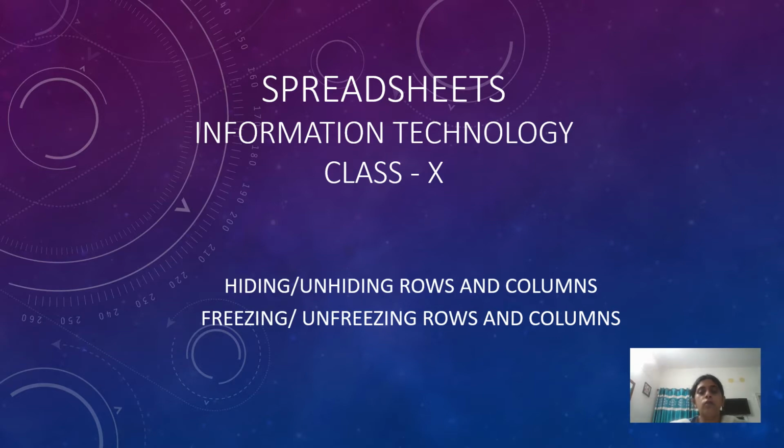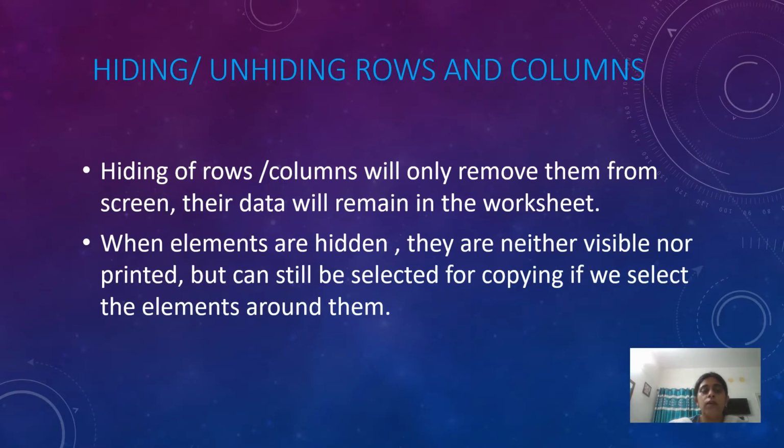So in this session, we will be studying how to hide and unhide rows and columns, and how to freeze and unfreeze the rows and columns. So let us start. Now, children, hiding and unhiding rows and columns. What do you mean by that? Hiding of rows and columns will only remove them from the screen. The data will remain in the worksheet.